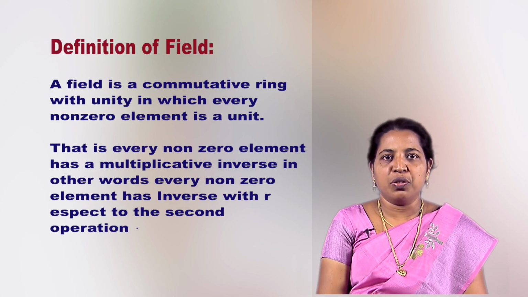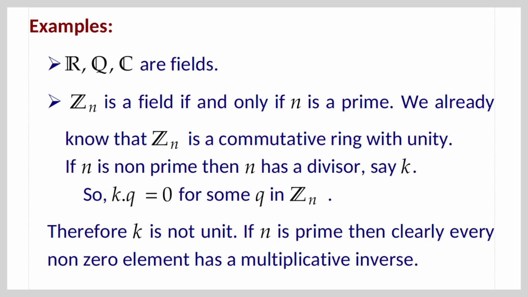Let us see the definition of field. A field is a commutative ring with unity in which every non-zero element is a unit. That is, every non-zero element has a multiplicative inverse, which means every non-zero element has an inverse with respect to the second operation, dot. And the example is R, Q and C are fields. Zn is a field if and only if n is a prime.